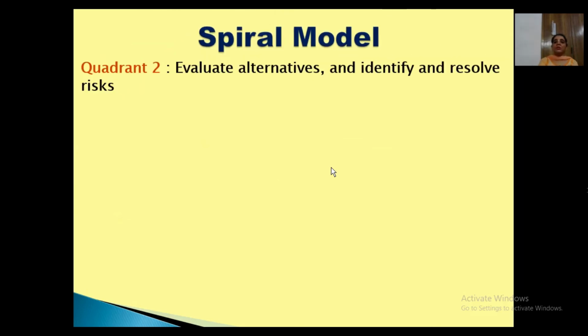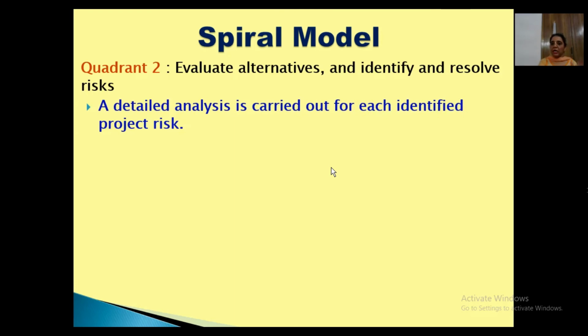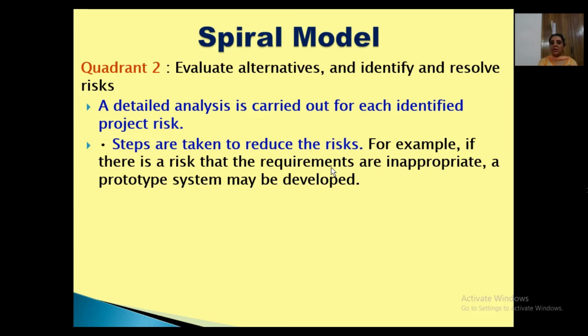Quadrant 2, which is evaluate alternatives and identify and resolve the risks. Now we have to talk about risks in this particular quadrant. A detailed analysis is carried out for each identified project risk. Every risk is identified here in detail. Steps are taken to reduce the risk. For example, if there is a risk that the requirements are inappropriate, a prototype system may be developed.